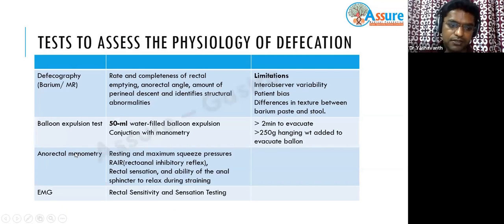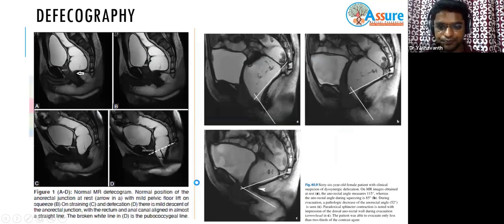So before going to it, what you assess in manometry is resting and maximum squeeze pressure, rectoanal inhibitory reflex, rectal sensation, and the ability of the anal sphincter to relax during straining.